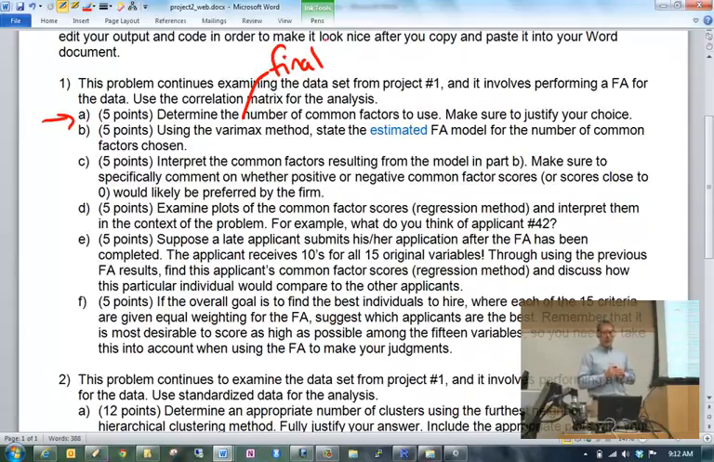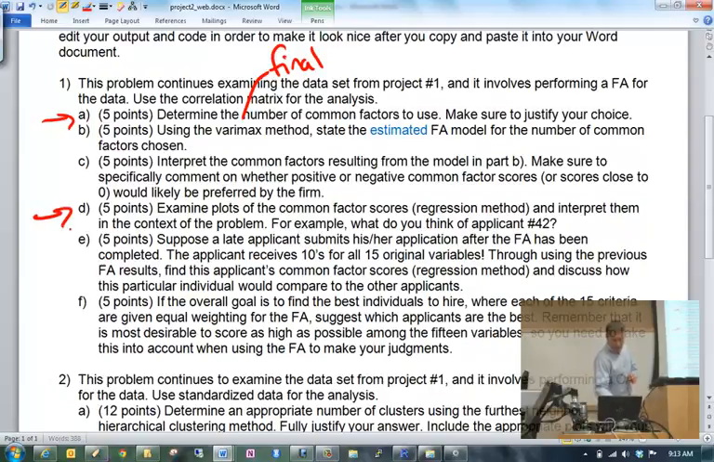Then part C, interpret the common factors. Make sure you interpret it in the context of the problem itself. So, you know, what does a corresponding factor loading close to 0 mean for a common factor? What does it mean if it's positive or if it's negative? You know, what will be common factor scores that would be, let's say, preferred by this company in terms of finding good applicants?